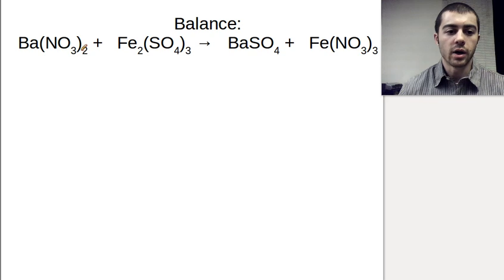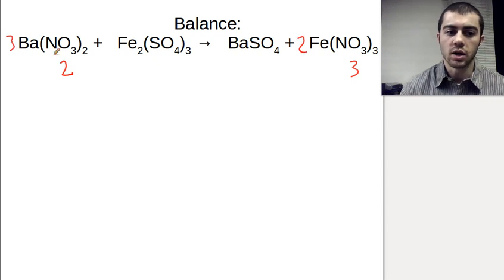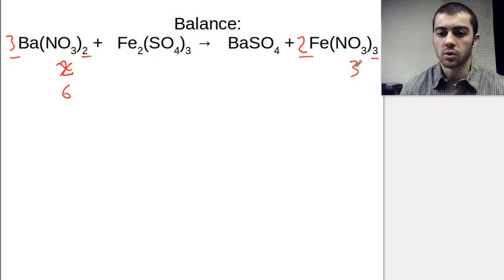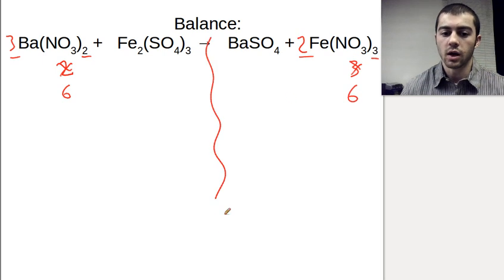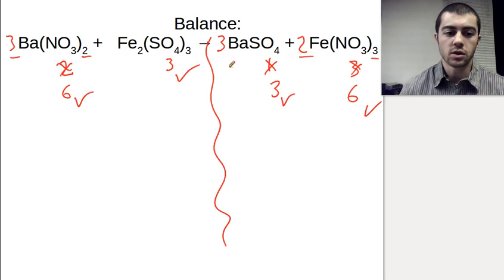So if we're going to balance this now, we can say, well, we have 2 nitrates here and 3 here. So this one will be pretty easy to do using the multiple method. We could say, okay, a 2 here and a 3 here would give us the common multiple of 6, because 3 times 2 would give us 6 now for the nitrates, and 2 times 3 would give us 6 now for the nitrates on the product side. So then we could look at the sulfates and say, okay, we have 3 here and 1 here, so to correct for that, we'll put a 3 down here, and now we have 3 sulfates on the right side. So 3 sulfates, we're good with those. 6 nitrates, we're good with those.